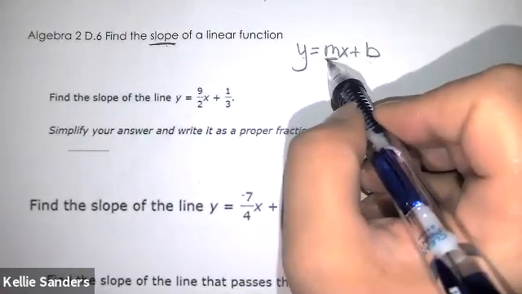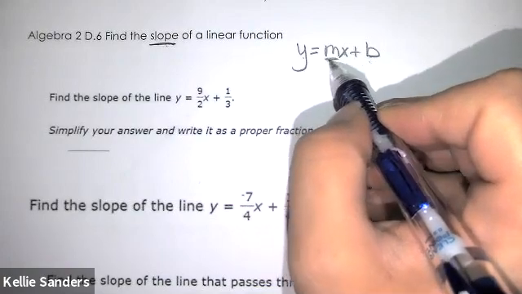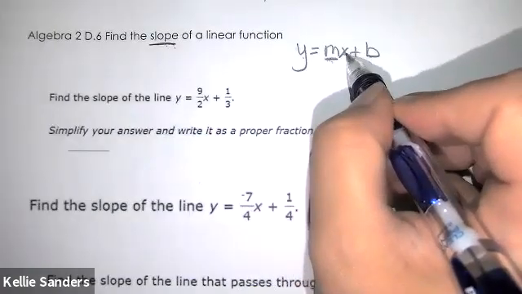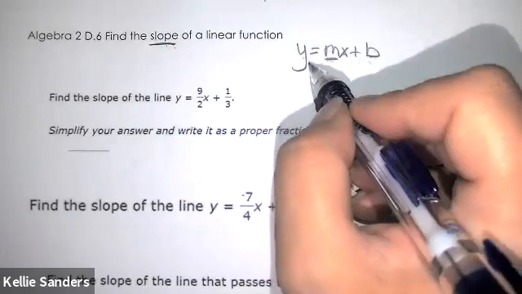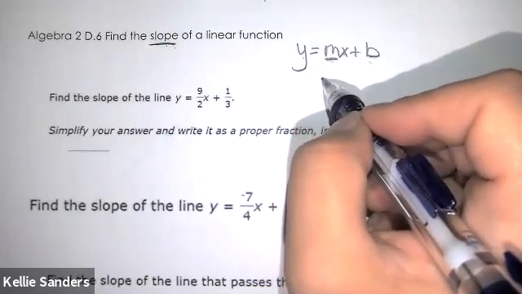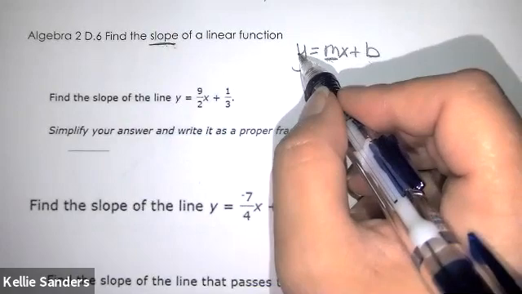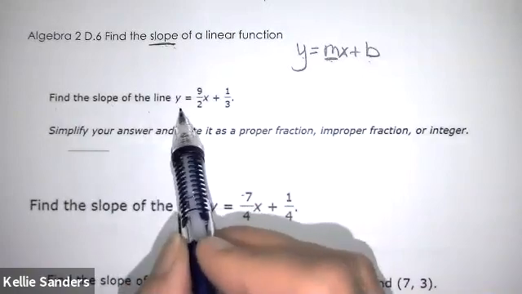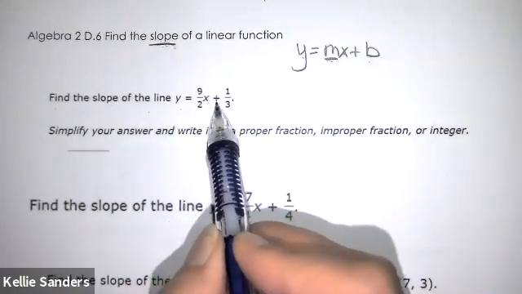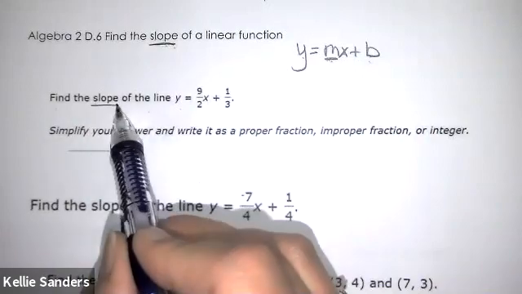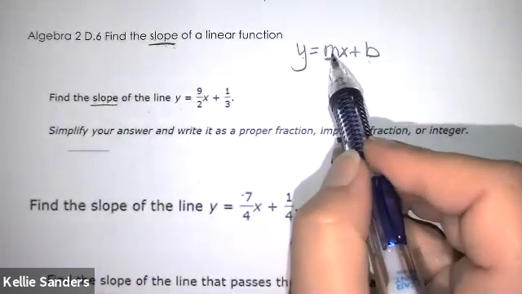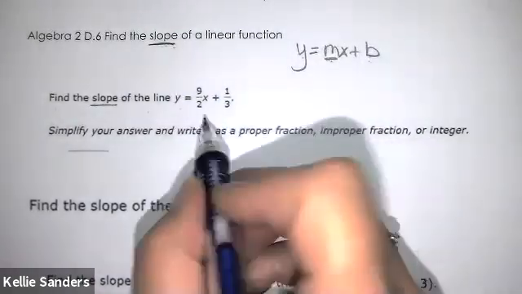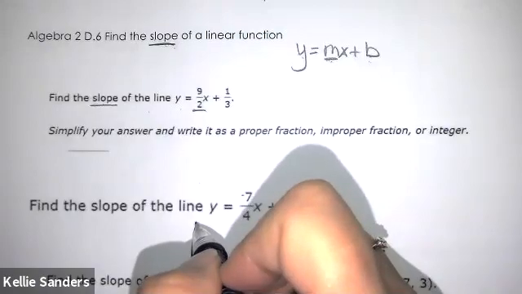Okay, so m is the number that's in front of the x. Slope is the number in front of the x if it's in y equals mx plus b form. That means if y is already by itself, then you can tell me what the slope is. Okay, so find the slope of the line y equals 9 over 2x plus 1 over 3. It's asking for slope. If it's asking for slope, it's asking for m. If it's asking for m, it's asking for what's in front of the x. What is in front of the x? 9 over 2 is in front of the x.